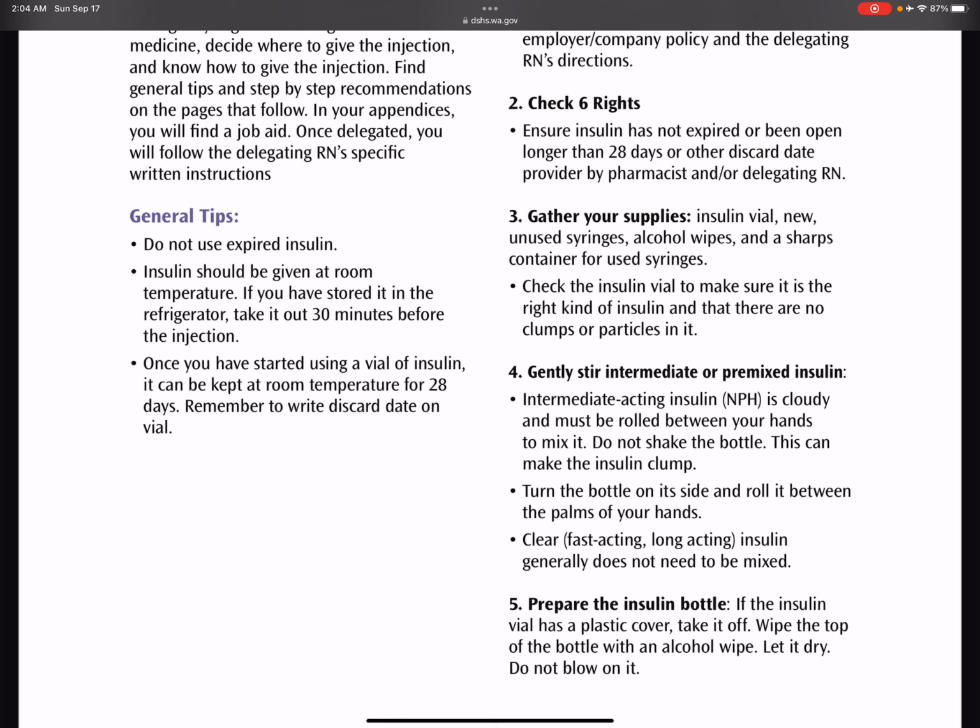The fifth step is to prepare the insulin bottle. If the insulin vial has a plastic cover, take it off. Wipe the top of the bottle with an alcohol wipe and let it dry. Do not blow on it. Perform hand hygiene and put on gloves. Recheck the 6 rights.